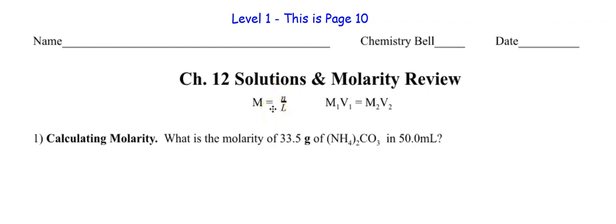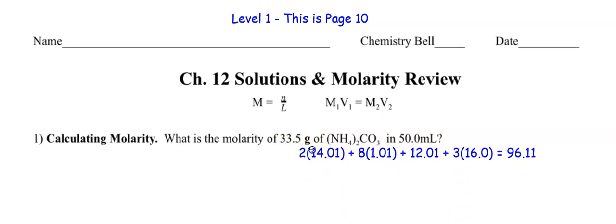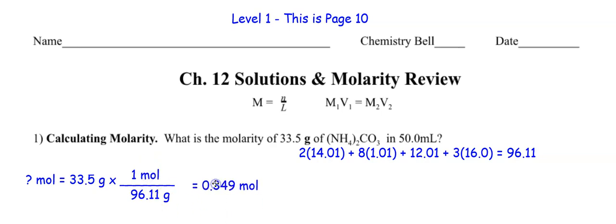Okay, so how am I going to solve for moles? Hey, I can do it from 33.5 what? Grams, periodic table. So this is the molar mass of ammonium carbonate, okay? So now I can solve for moles, which is always your first step. So I can put that 96.11 grams on the bottom, so the grams will cancel. Mole goes on top because that's what I'm looking for. So I get 0.349 moles with 3 sig figs.